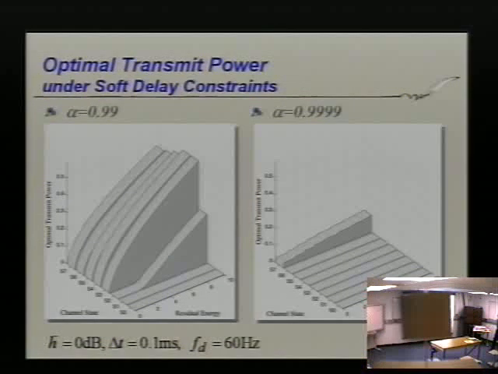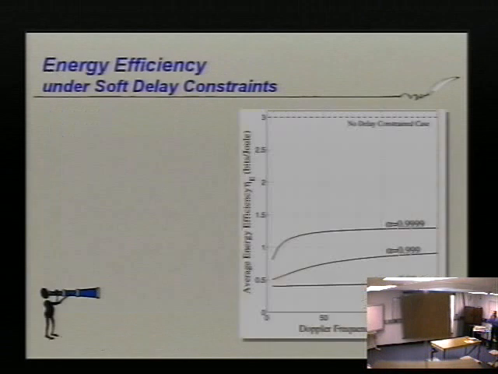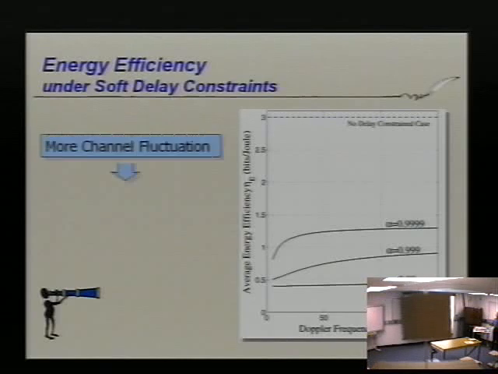Okay, and also if alpha is smaller, which means the average communication window is shorter, we stipulate more transmission on the low SNR states to utilize the residual energy sufficiently. And this figure gives the energy efficiency varying with the Doppler frequency. So we can find that fast fading, or more fluctuation of the channel, can help us transmit more information bits per energy unit.